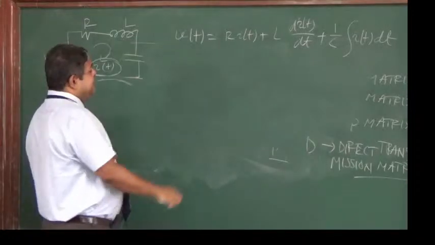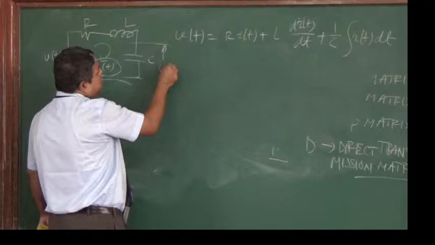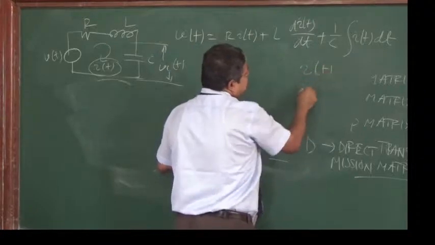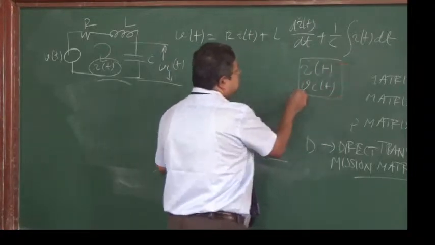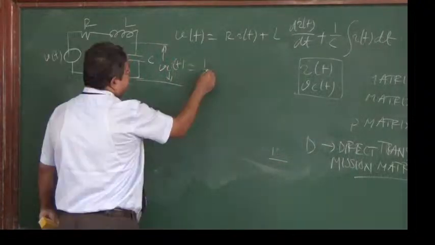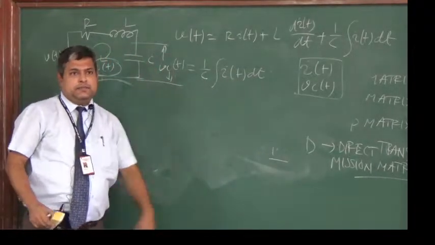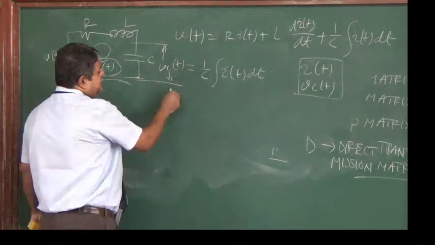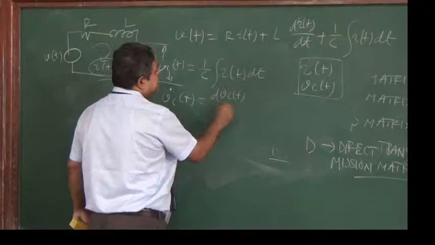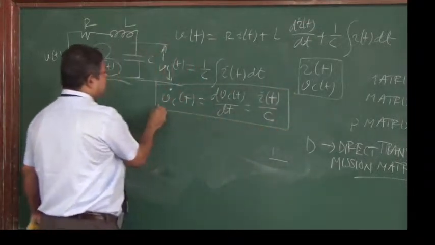As there are two state variables, I'll write that there are two variables: one is i(t), another is vc(t). So these two equations we should know. How to model vc(t)? Capacitive voltage is 1/C integration of i(t) dt. Take differentiation on both sides. What I find is vc dot (t), or dvc(t)/dt, is equal to i(t)/C. So this equation we have to remember.